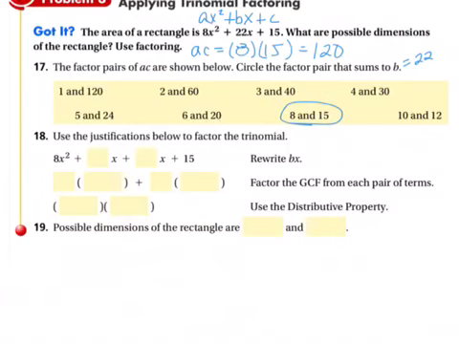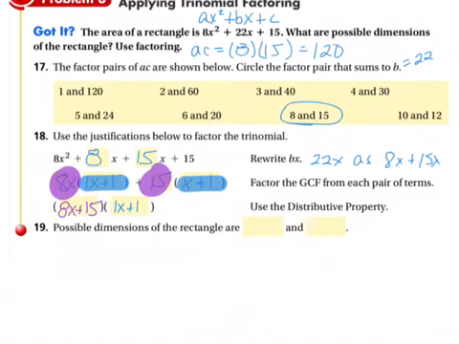So we're going to rewrite our bx, our 22x, as 8x plus 15x. We'll then factor the GCF from each pair of terms, use the distributive property, and then we can determine the dimensions of the rectangle.